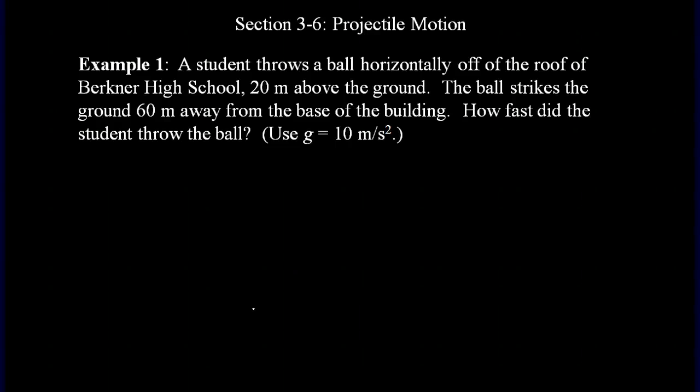Example problem number 1. A student throws a ball horizontally off a roof of Berkner High School, 20 meters above the ground. The ball strikes the ground 60 meters away from the base of the building. How fast did the student throw the ball? We want to use g equals 10 meters per second squared. So let's use our GUESS method here. Let's list our givens and our unknowns.